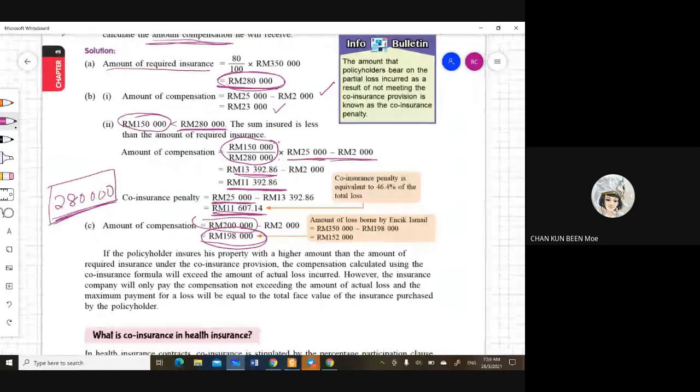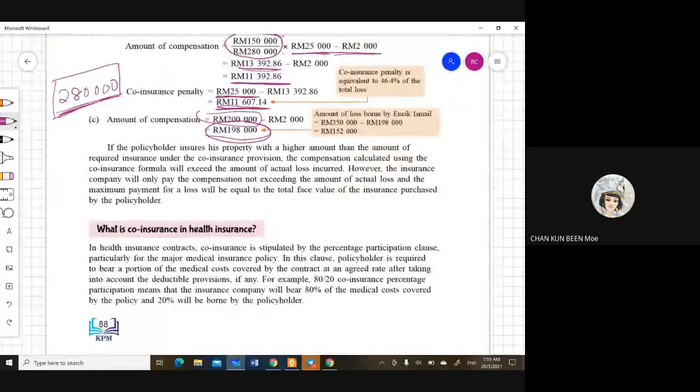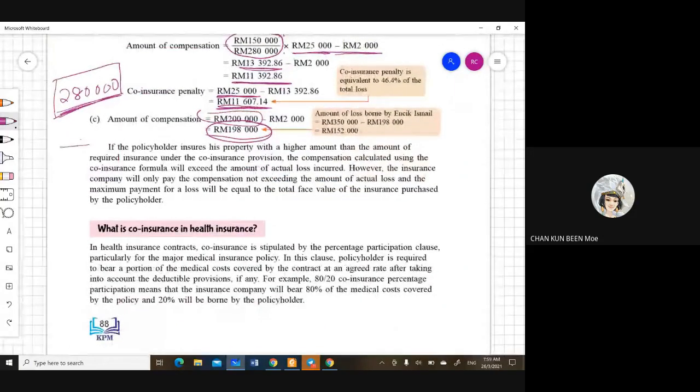Okay, so let us continue down here. Hopefully you understand. Now we look at this one. If the policyholder insures his property with a higher amount than the amount of required insurance, look at this sentence again. For this case just now, the required amount is 280,000, right? If he insured higher than this, for example, he insured 300,000, you got to imagine what will happen.